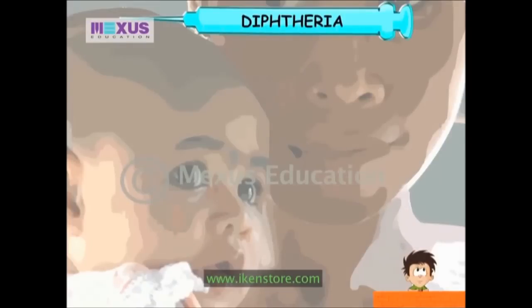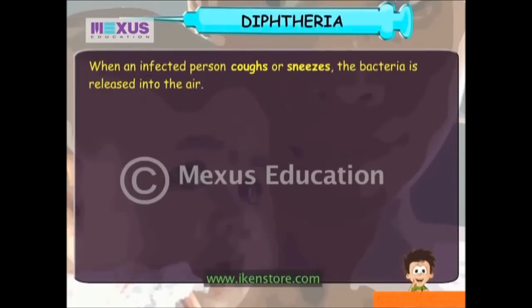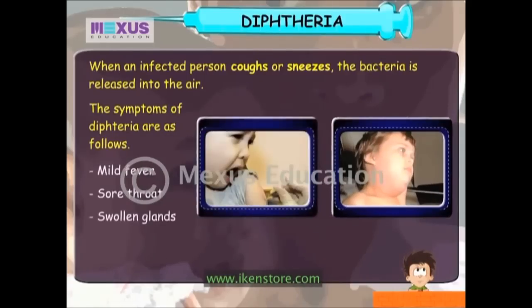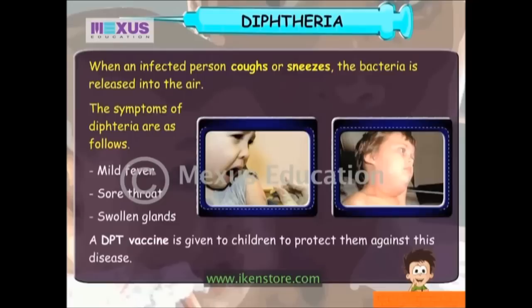Let us have a look at diphtheria and its symptoms and preventive measures. When an infected person coughs or sneezes, the bacteria is released into the air. The symptoms are mild fever, sore throat, and swollen glands. A DPT vaccine is given to children to protect them against this disease.